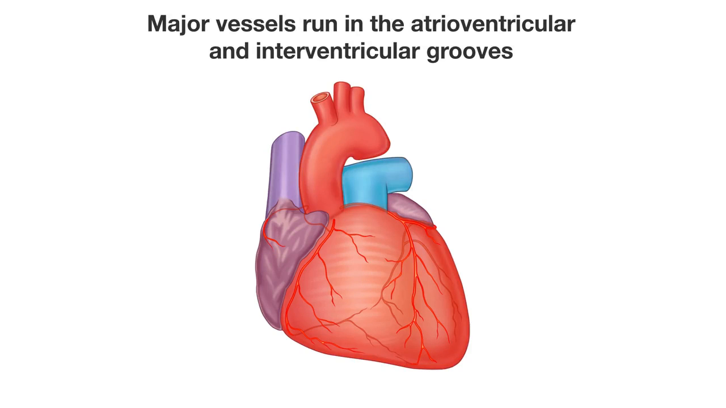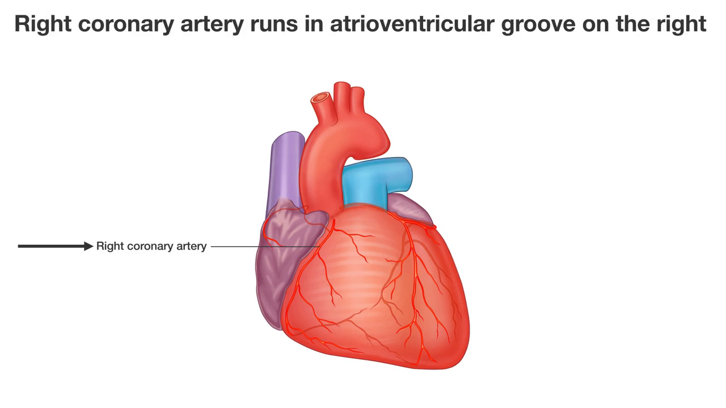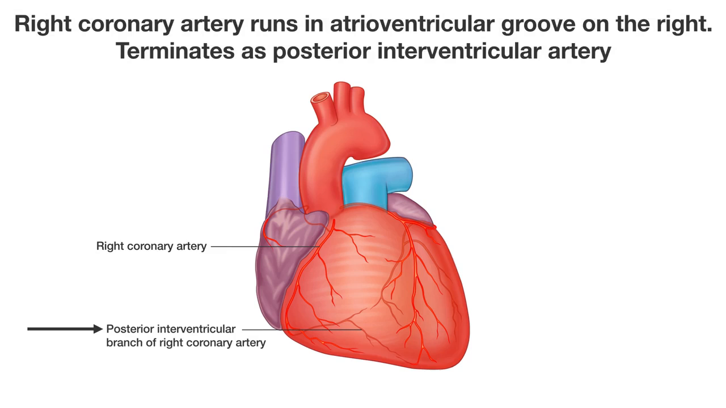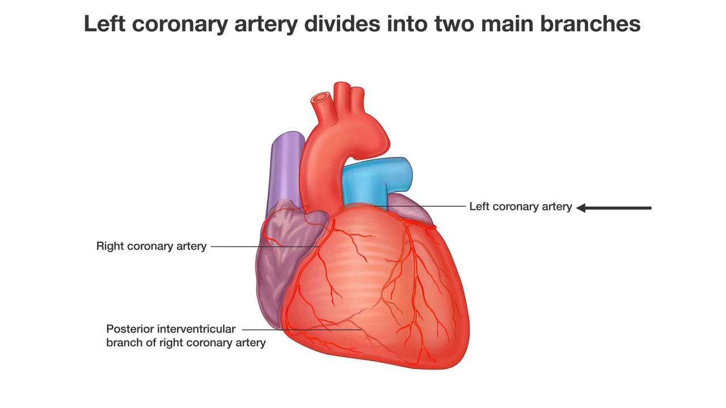This is an anterior view of the heart. The artist has drawn the arterial supply. We see that the arteries arise from the proximal aorta and run in the atrioventricular and interventricular grooves. The right coronary artery runs in the atrioventricular groove on the right and terminates posteriorly as the posterior interventricular artery. The left coronary artery divides into two main branches.